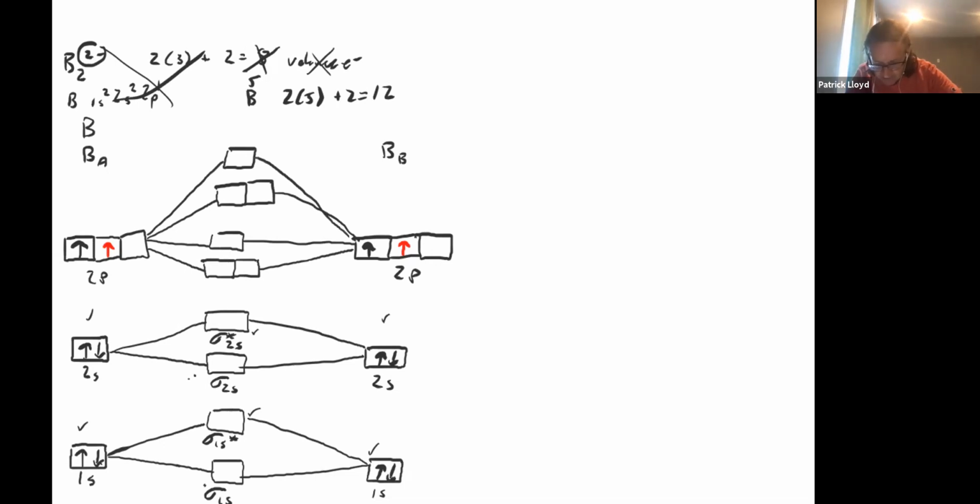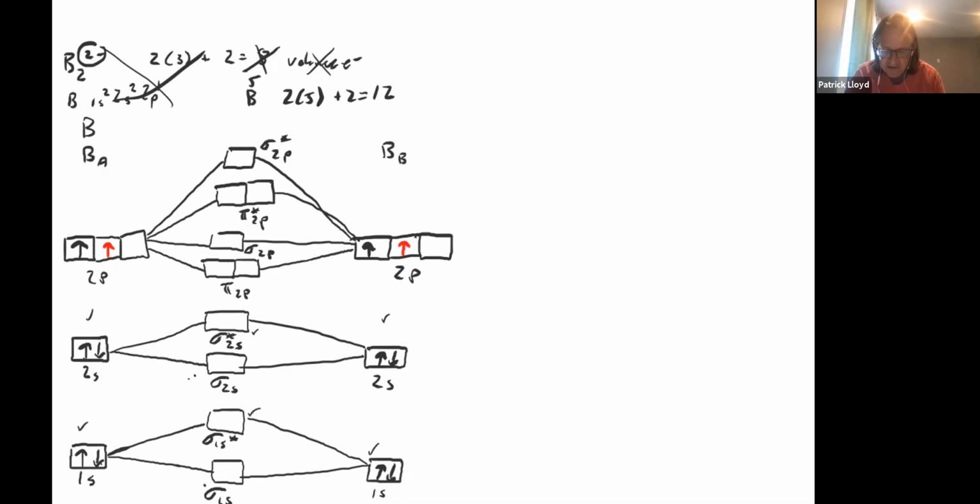Okay. Now, what's the notation? These are called pi 2p. This is called sigma 2p. This is called pi star 2p. And this is called sigma star 2p. Okay, you'll see that drawn better on the diagram. Just make sure you use the right diagram.